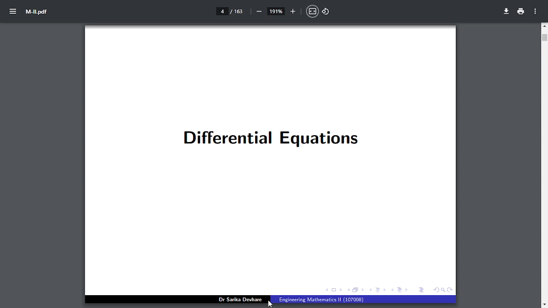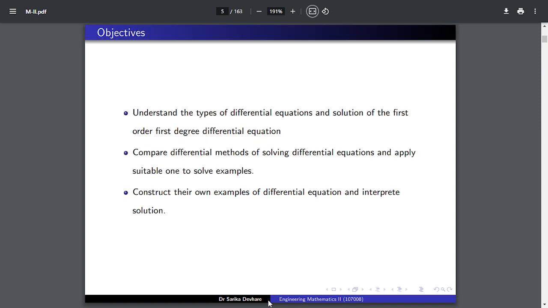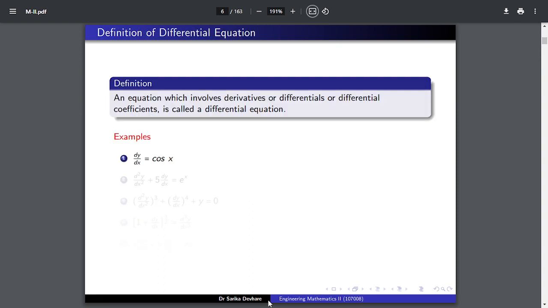First, we'll see the definition of differential equations. What is meant by a differential equation? An equation which involves derivatives or differential coefficients like dy by dx is called a differential equation. Here is one example of a differential equation: dy by dx equal to cos x. This is a simple example of a differential equation.